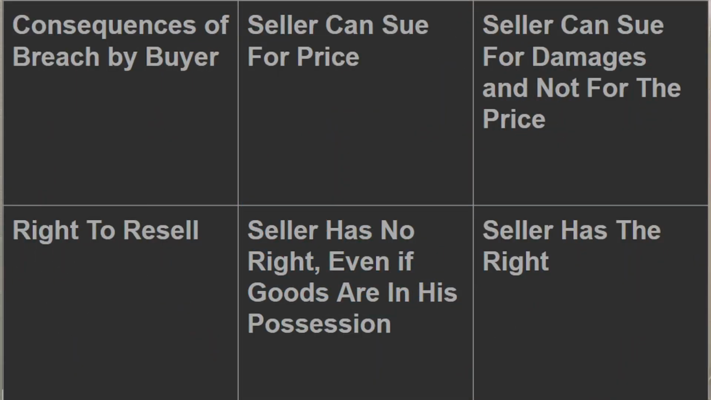Next is right to resell. In the case of sale, the seller has no right even if the goods are in his possession. Imagine the buyer made all the payment, but the item is still left with the seller itself. Even then the seller has no right of resale, because in a sale, ownership is already transferred to the buyer. Whereas in the case of agreement to sell, the seller has the right because the buyer has not fulfilled his promise.